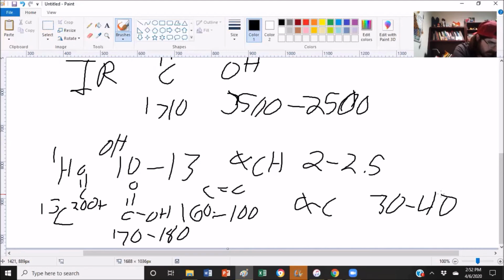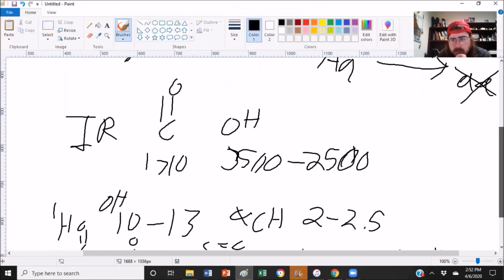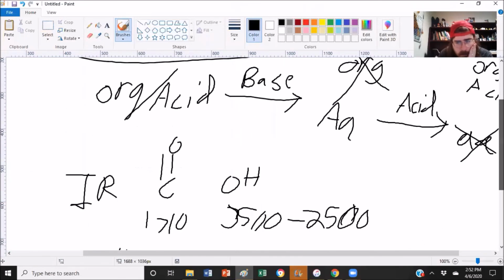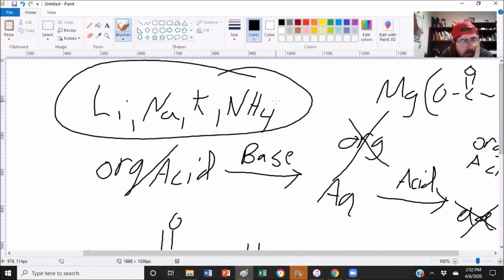Now, there's some UV-vis stuff, like these guys will show up in the UV-vis, especially with conjugated alkenes and diconjugated alkenes, but we haven't really covered the UV-vis real well, and so I'm going to leave that out. We're not going to worry about that. Okay.